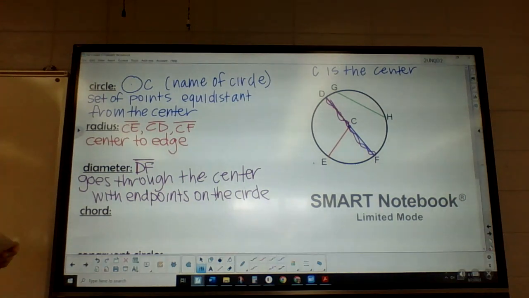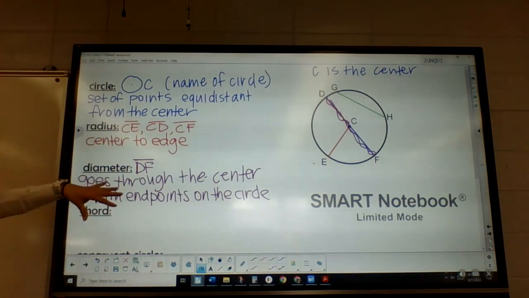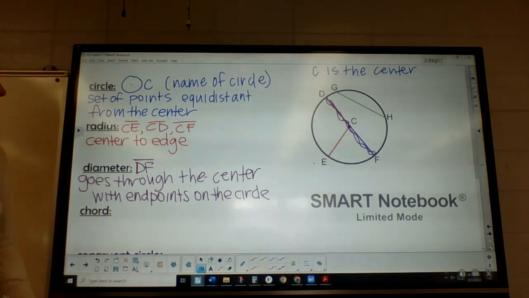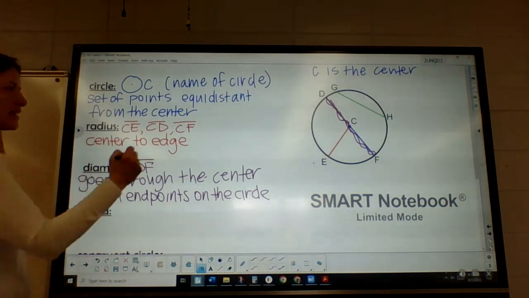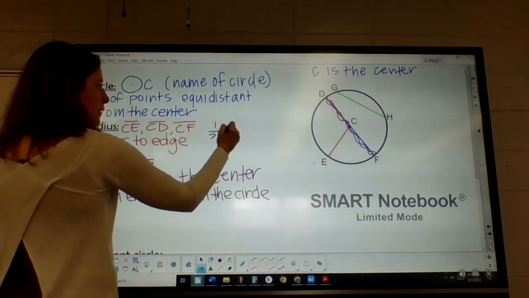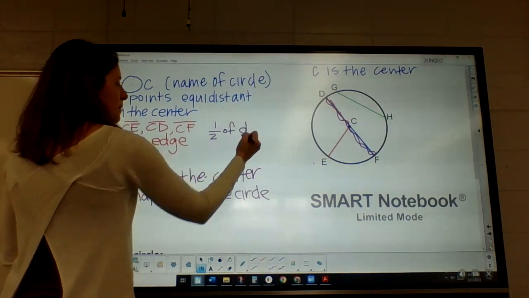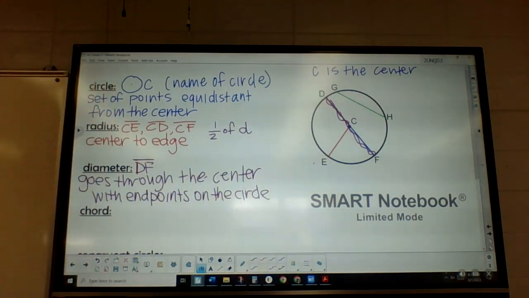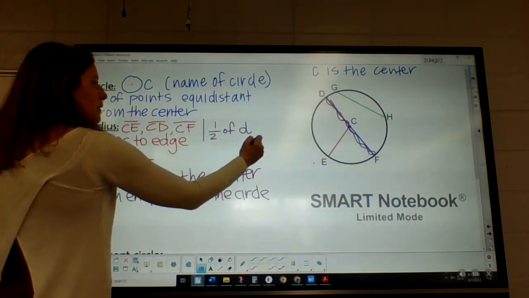Now, the diameter is always the radius doubled. So the radius is half of the diameter.